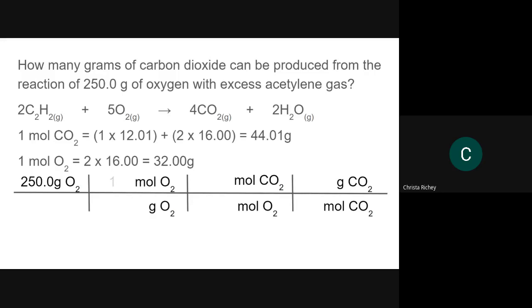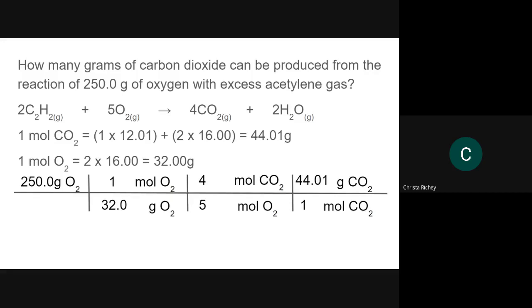So 1 mole of oxygen gas is 2 times 16, which is 32 grams. The oxygen is going to get a 5. The carbon dioxide is going to get a 4. And then 1 mole of carbon dioxide is 44.01 grams. Everything cancels out except for grams of carbon dioxide. On the bottom, I have 32 and 5.